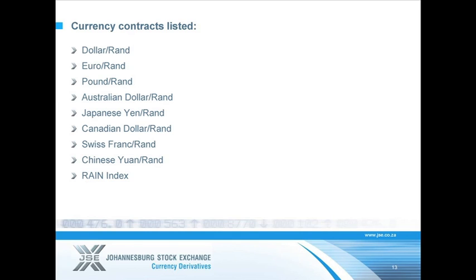Which contracts do we trade? As you can see from the slide, we trade the dollar rand, euro rand, pound rand, Australian dollar rand, Japanese yen, Canadian dollar, Swiss franc, Chinese yuan, and the rand index. All are referenced against the rand. Because of Reserve Bank requirements in South Africa, we can only trade and settle against rand. We do not do currency pairs, although you can synthetically create one.